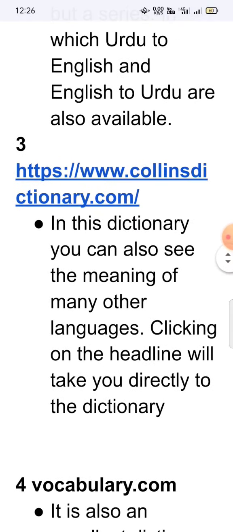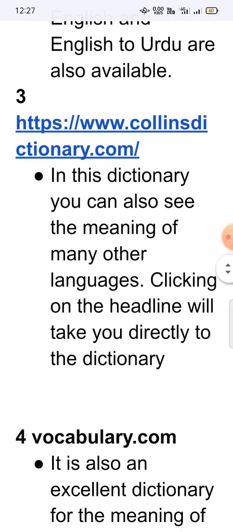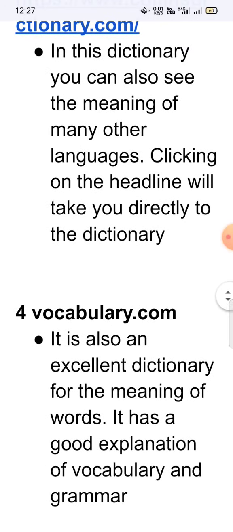And the third one is collinsdictionary.com. In this dictionary you can find the meaning of any other languages as well. By clicking on the heading you can go directly to the dictionary.